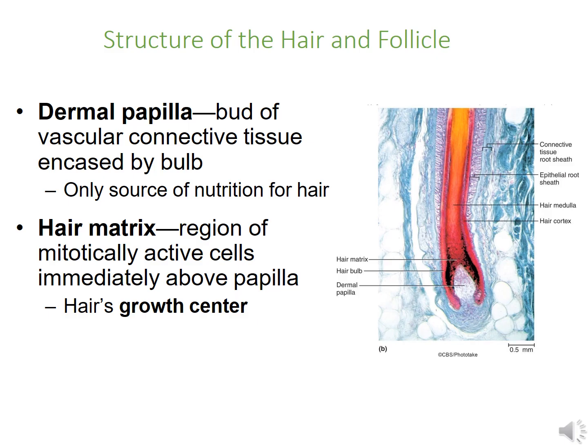Structure of the hair and follicle. The dermal papilla is a bud of vascular connective tissue encased by the bulb, the only source of nutrition for the hair. The matrix is the region of mitotically active cells immediately above the papilla, the hair's growth center.